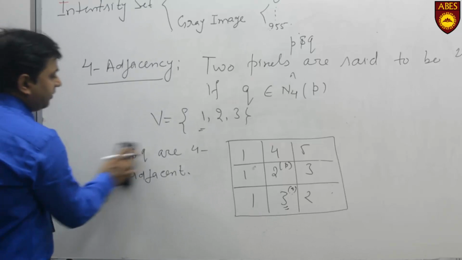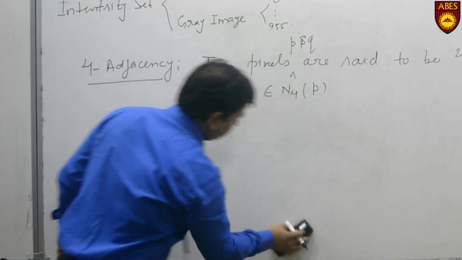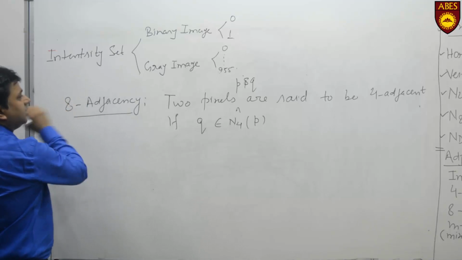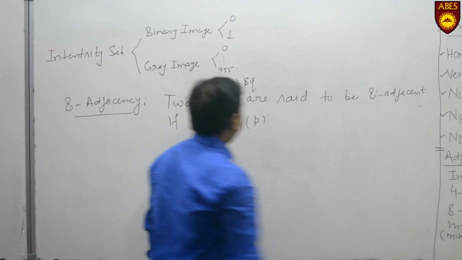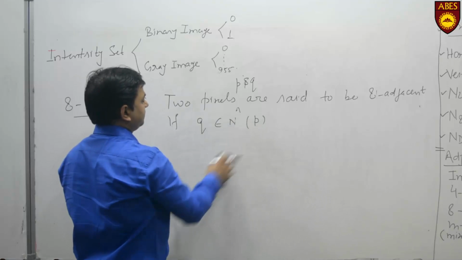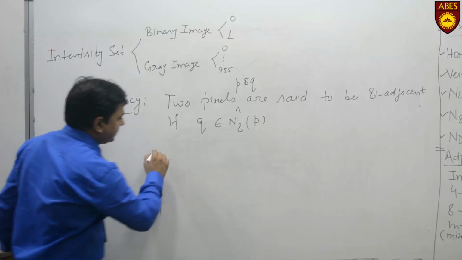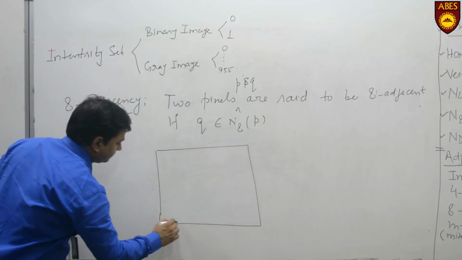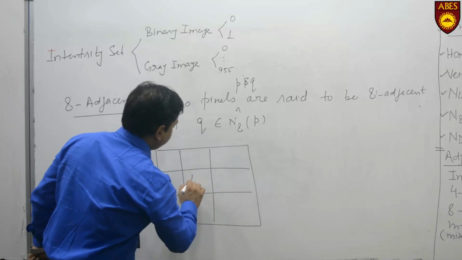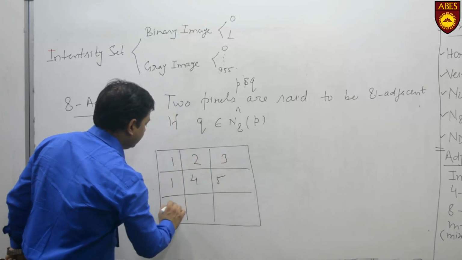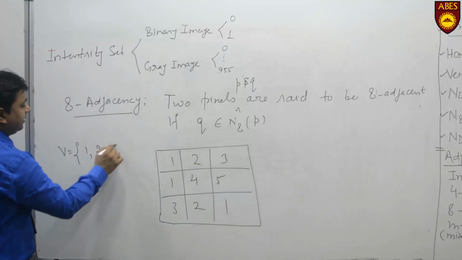Similarly, we can discuss the 8 adjacency. The definition of 8 adjacency is: two pixels P and Q are said to be 8 adjacent if Q belongs to N8P. So again we take an example of a 3 cross 3 pixel arrangement, with values suppose 4 5 3 2 1 1 3 2 1, and the given value set is 1 2 3.